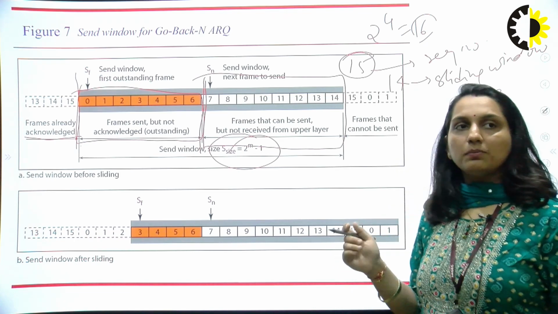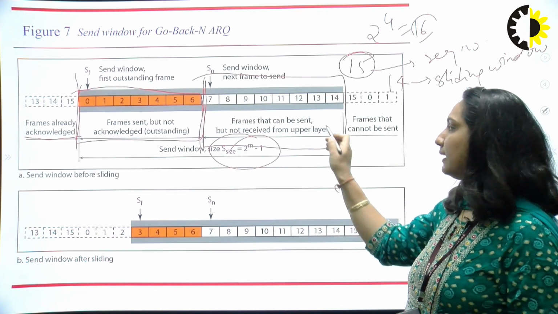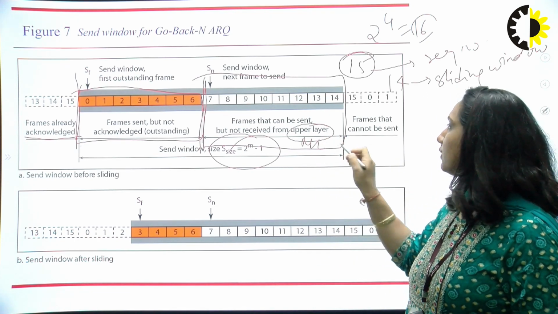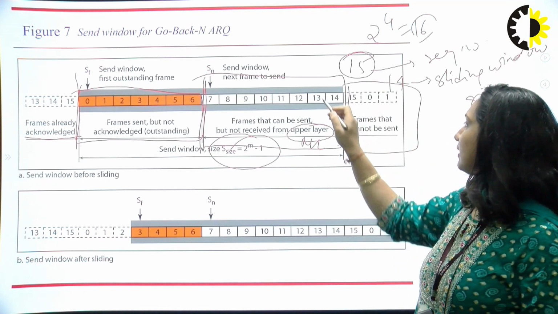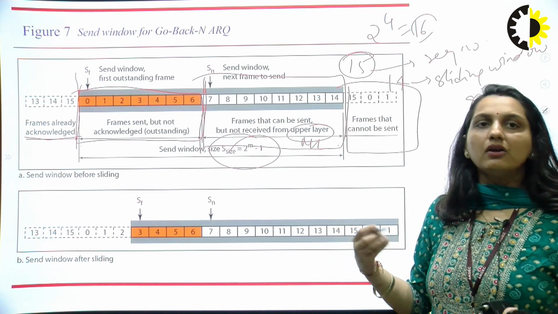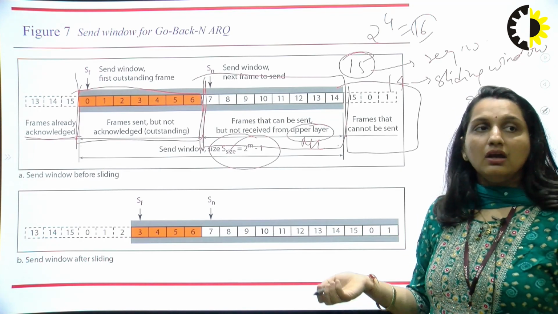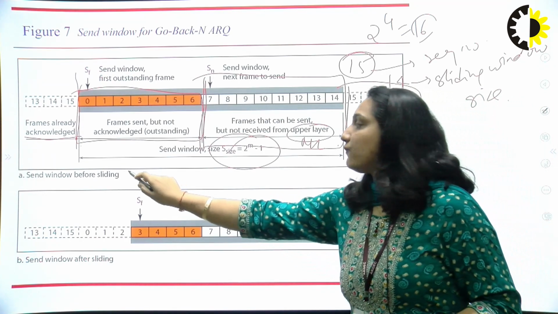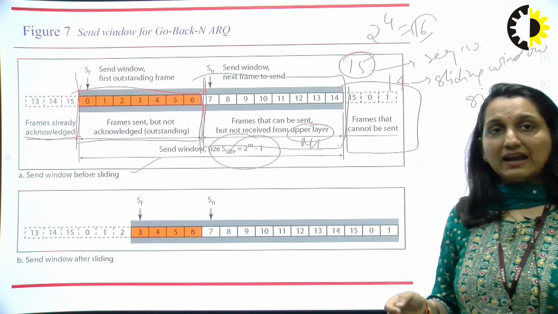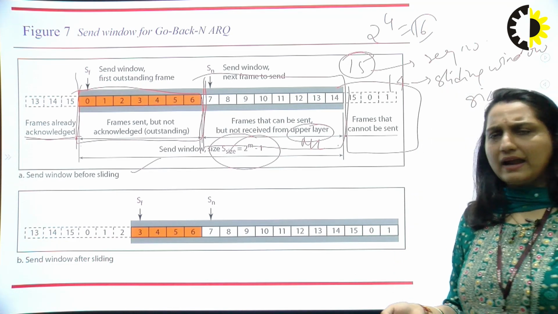So the frame has not been sent and not received from the upper layer. The upper layer is the network layer. These frames can't be sent because they are not in the window right now. So this is before sliding the send window.